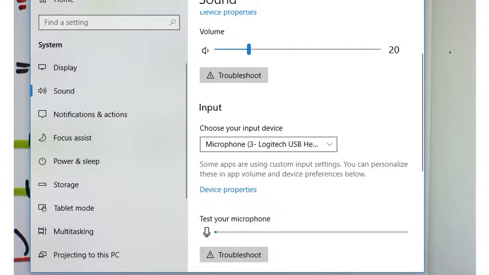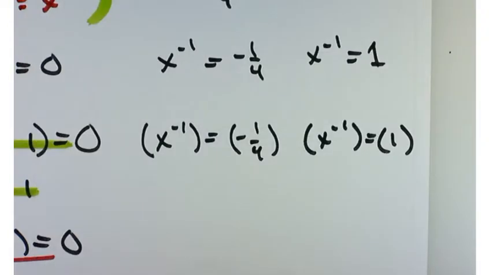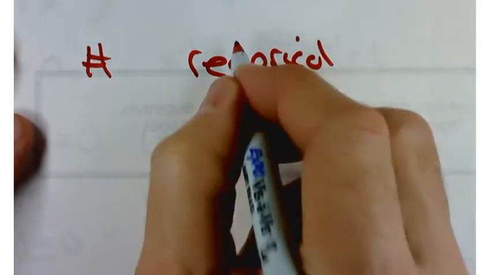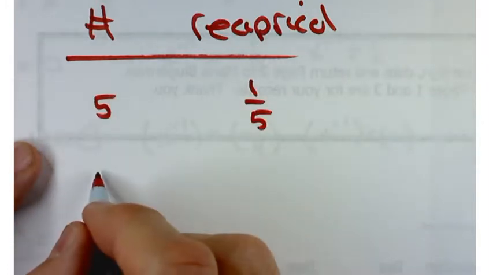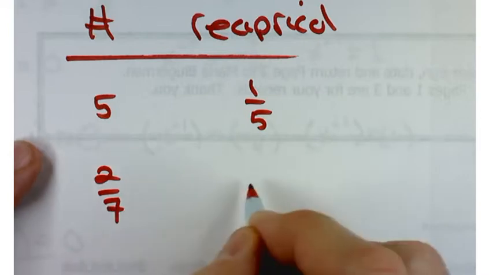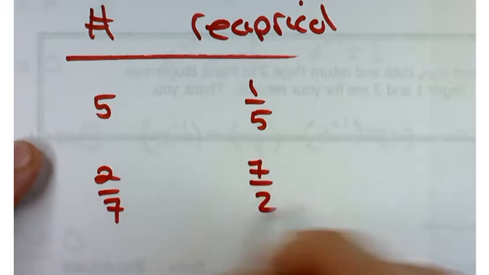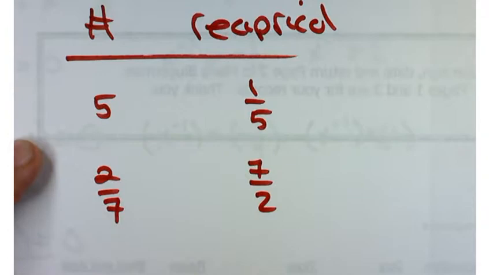When you say reciprocal, you mean the opposite? No, that would be the negative. The reciprocal is when you take 1 over something. So quick primer on that: number and reciprocal. If my number is 5, the reciprocal is 1/5. If my number is 2/7, the reciprocal is 7/2. So there's a relationship between the number and the reciprocal.